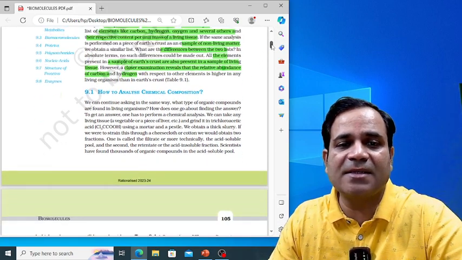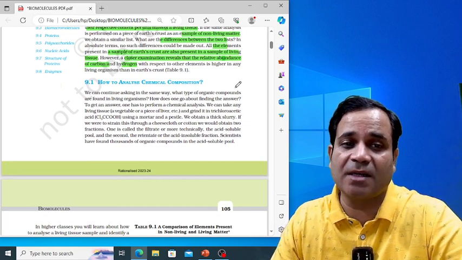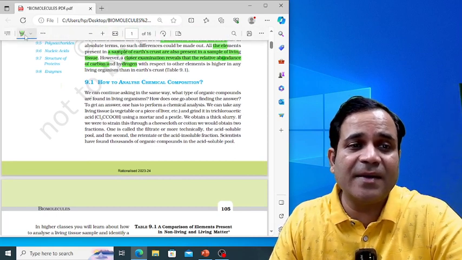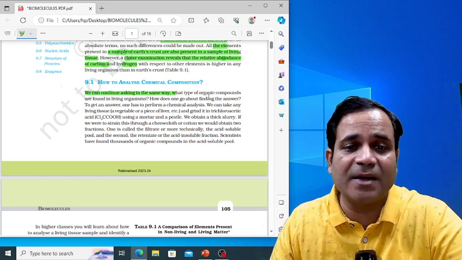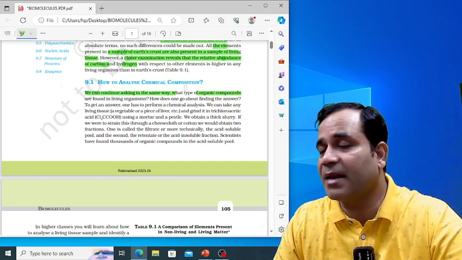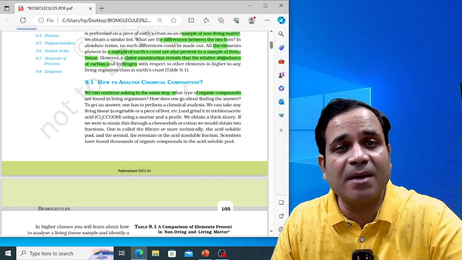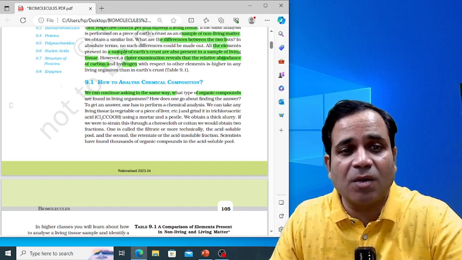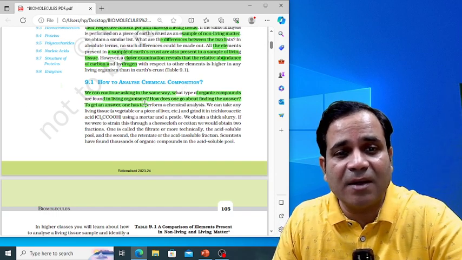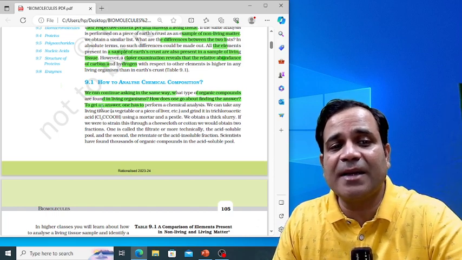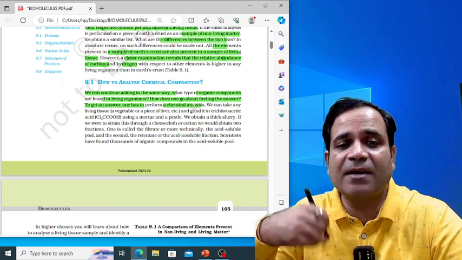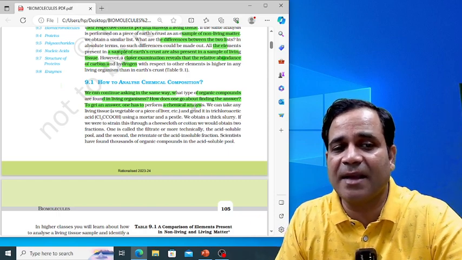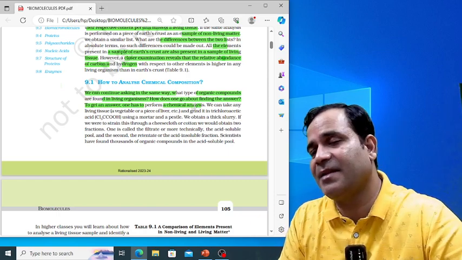So that's why I am saying, how do we analyze chemical composition? This is the question. We can continue asking in the same way what type of organic compounds there are. Organic compound means a compound made up of living material. Are all the compounds found in living organisms? Yes. To get the answer, we have to perform some chemical analysis. After chemical analysis, we find that it is made up of chemicals.